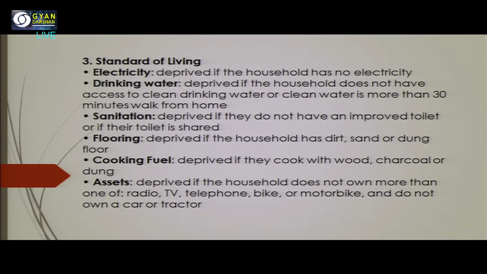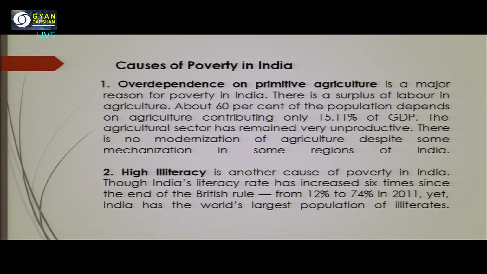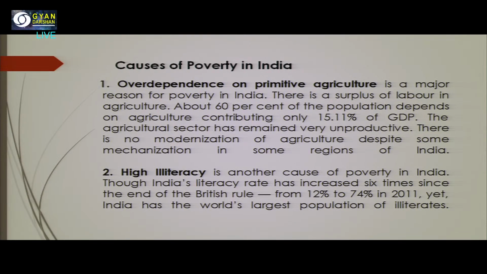So these were the three dimensions of multidimensional poverty index: education, health and standard of living. There are 2 indicators in education, there are 2 indicators in health, and there are around 6 indicators in standard of living, which makes a total of 10 indicators. Yeah, that's about multidimensional poverty index. This has been very well explained.